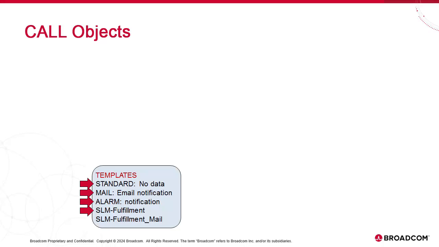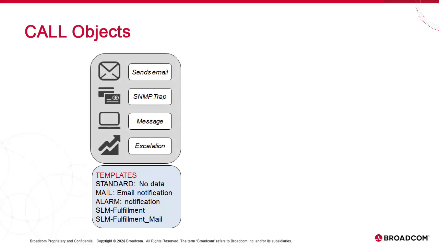Each template provides a specific set of configuration options. A standard template has no specific pre-configuration. The email template is pre-configured for email. The alarm is pre-configured to capture certain values like the job ID. The service level management template is tied to another object called the service level objects, which we won't cover here. You're also free to create your own notification templates with the appropriate privileges.